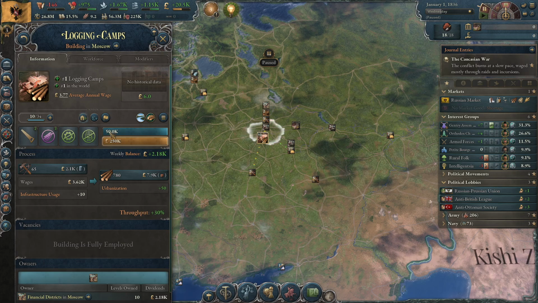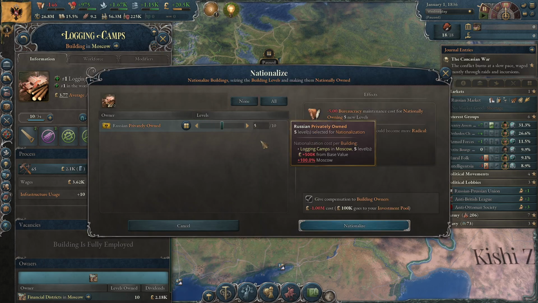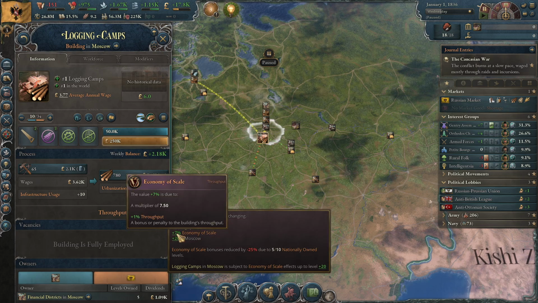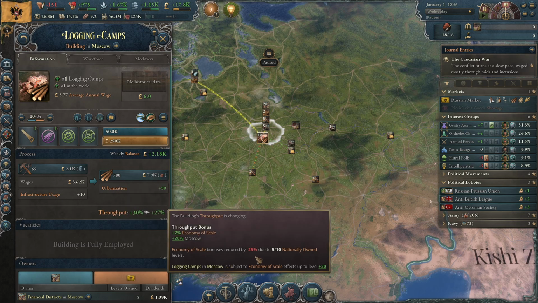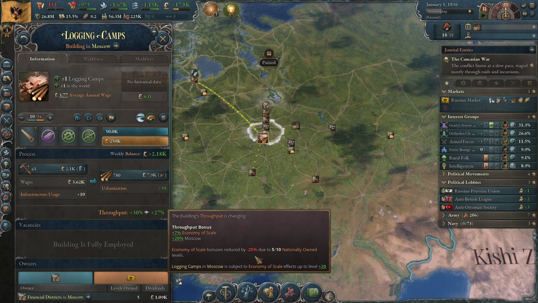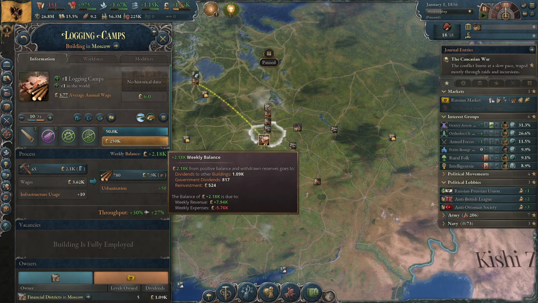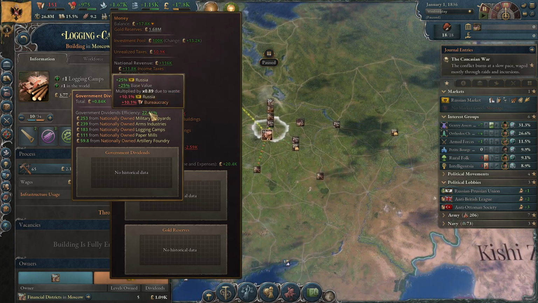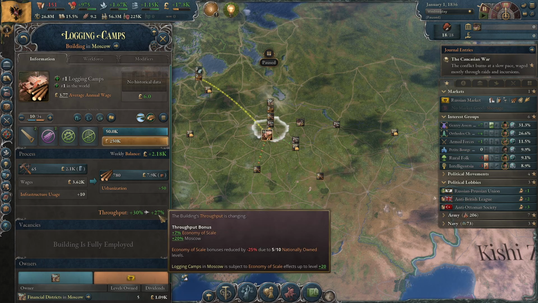In fact, let me buy a couple of these levels right now just to give you an idea. We'll nationalize 5 of them, and then we'll show you. As you can see, the economy of scale is now dropping a bit. The economy of scale bonuses are dropped by up to minus 50% if it is completely owned by the government, and partially scales down all the way to 0 the less percentage of it that you own. But the government will get some of the dividends from this straight into its own coffers. Usually this is not very efficient at the start, especially if you're running deficits and bureaucracy, so we're not going to go into it. But generally speaking, higher throughput is better.